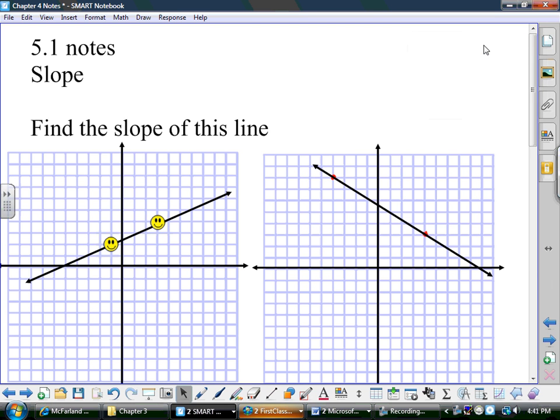5.1 notes are about the slope of a line. And the slope of a line is the steepness of the line. And a more mathematical way to talk about slope is talking about the rise over the run.